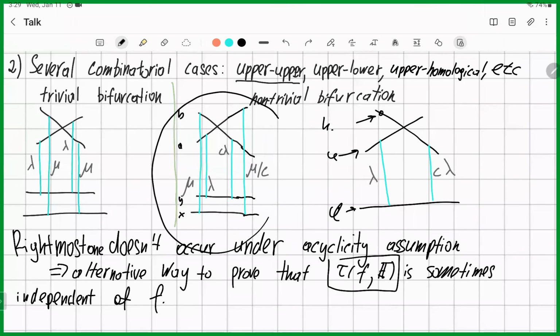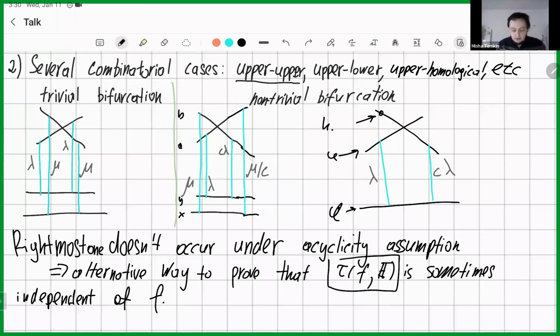The acyclicity condition cannot be weakened, right, in this case? No. You see that here the product is being multiplied by c, where c is just some number which we have no control over. So I guess my time is up. Thank you very much for listening.